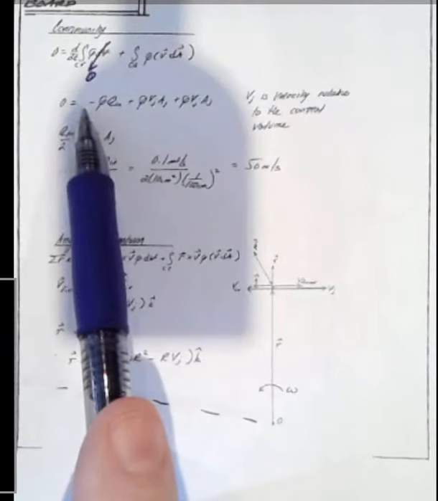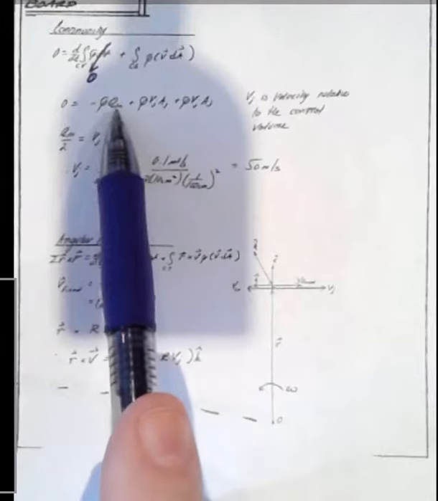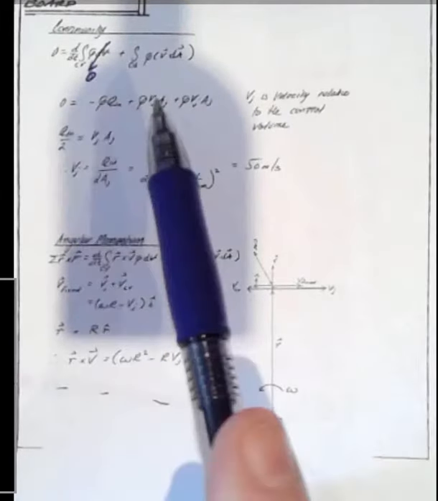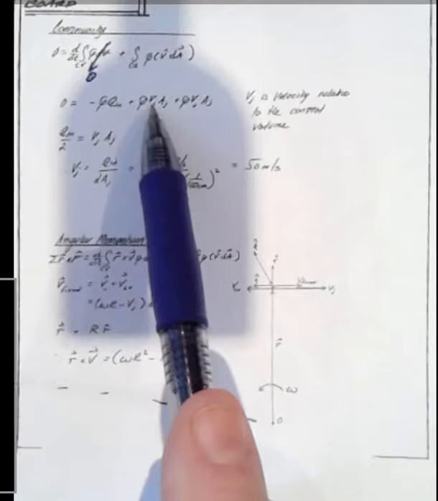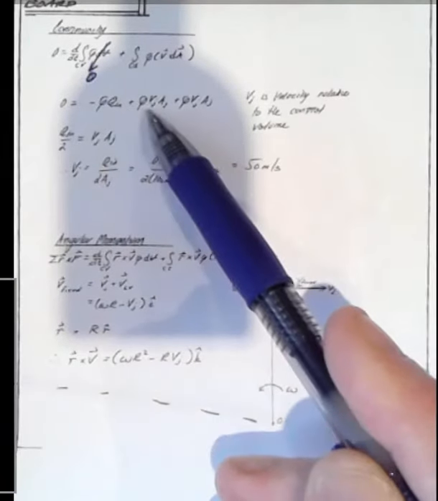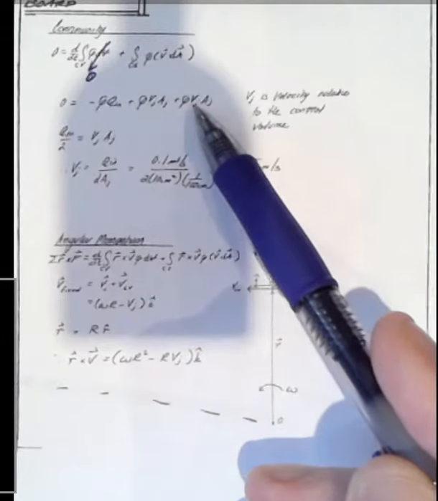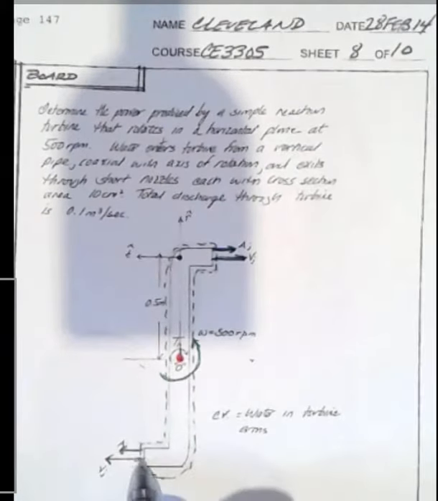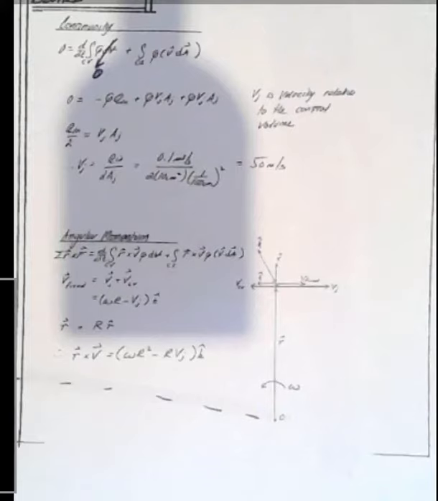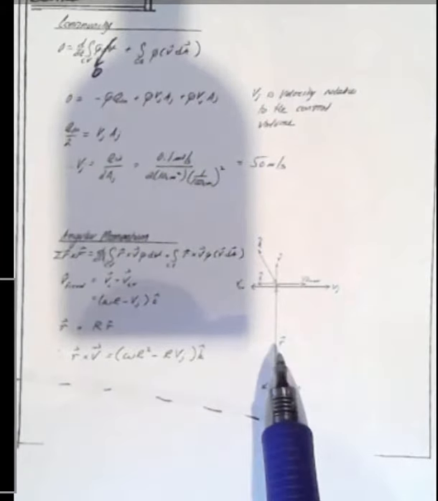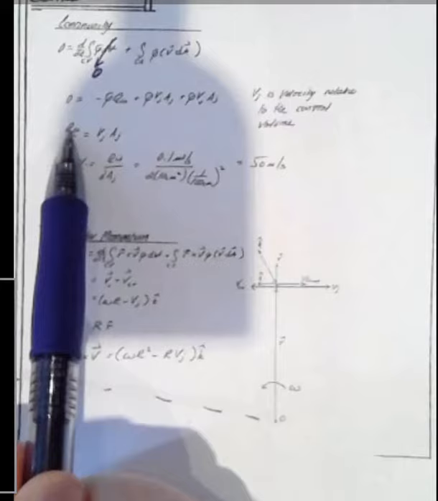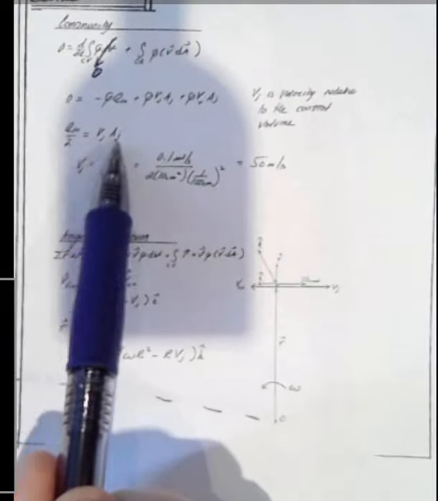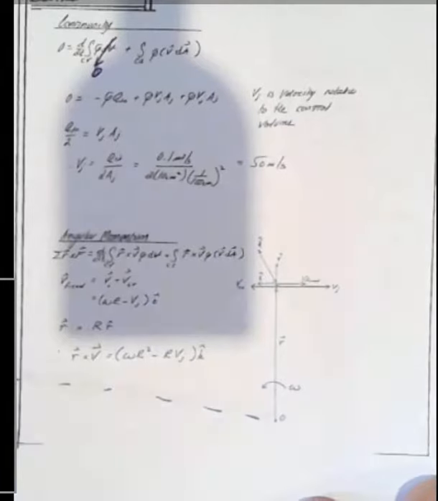So we have 0 is equal to minus rho Q in. So that's the mass flow going into the object, plus rho velocity jet, area jet for one of the jets, plus rho velocity jet, area jet for the other jet. The reason those are plus is the velocity and the area are pointing in the same direction for either of the jets. Okay, so the velocity of the jet is the velocity relative to the control volume. That will have some significance later on. Okay, so the discharge divided by 2 equals velocity of jet times area of the jet. That's what we're going to get out of continuity.